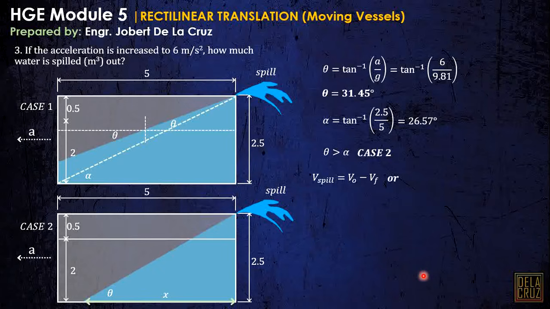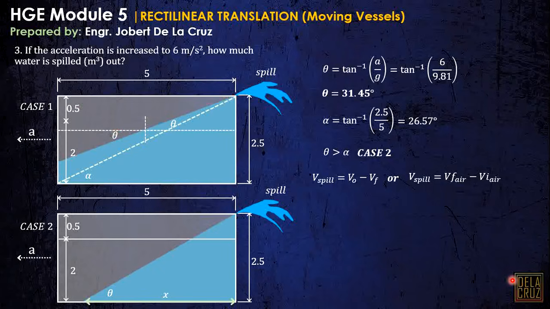Okay? Or, we can also say that the spill water is equal to the final volume of air minus the initial volume of air. Pwede rin ito. Okay? So, I suggest, if we are in case 2, gamitin natin to. Yung water yung ating basis, because mas madali kunin yung volume nito sa triangle. Where if we are in case 1, mas madaling gamitin ito, kasi yung air natin yung naka-triangle dito.